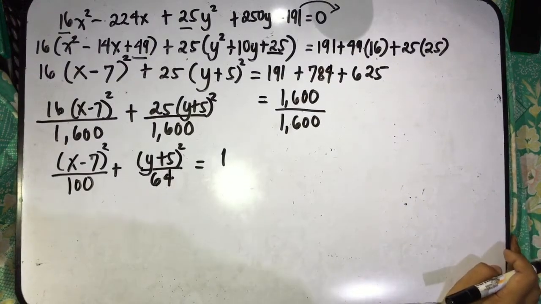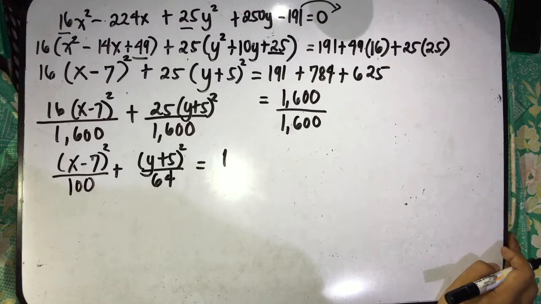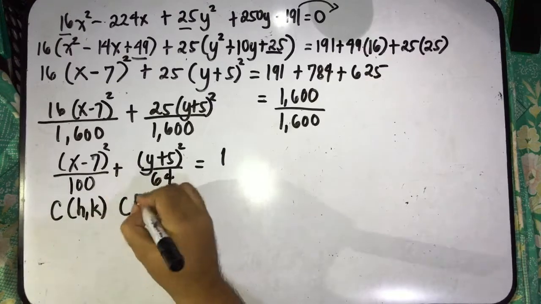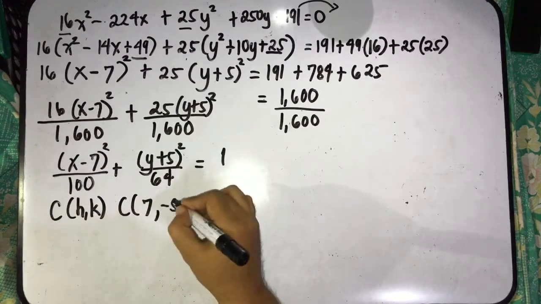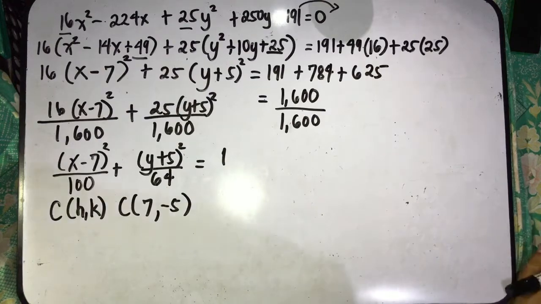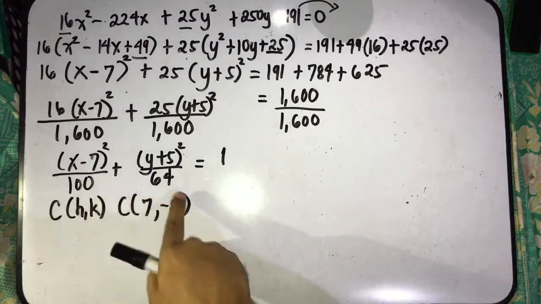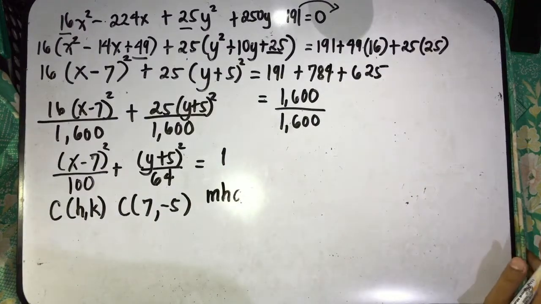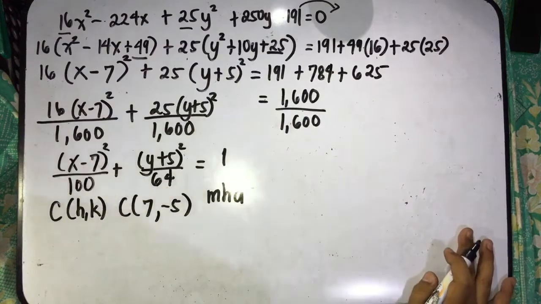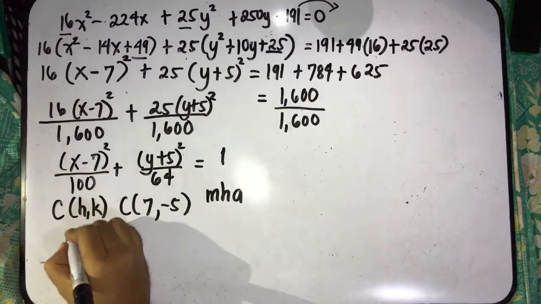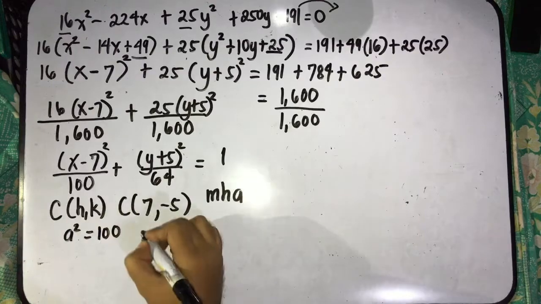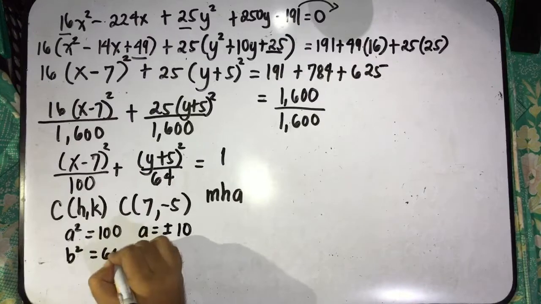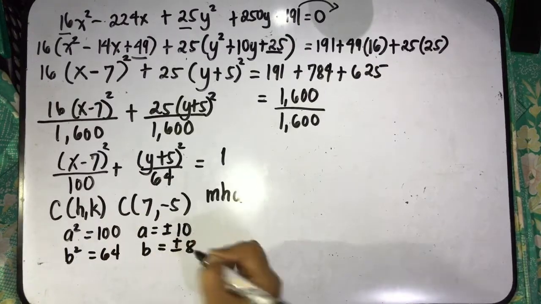Pinapahanap lang sa atin yung location ng center, ng vertices, ng foci at ng covertices. Therefore, where is the center? Located at H and K, and that the center will be at positive 7, negative 5. Okay. What is the major axis? Tingnan mo. Sinong kasama ng mas malaki? Mas malaki 100, ang kasama niya si X. Therefore, major horizontal axis. So, kung major horizontal axis siya, we all know that A squared is equal to 100. Therefore, A is plus minus 10. And that B squared is equal to 64. Therefore, B should be plus minus 8.